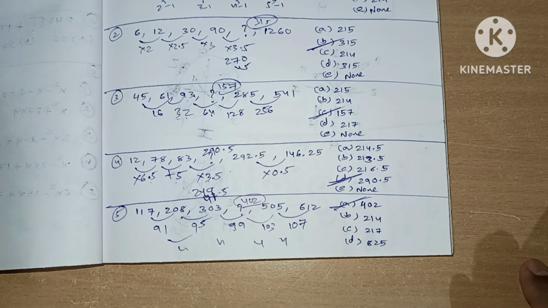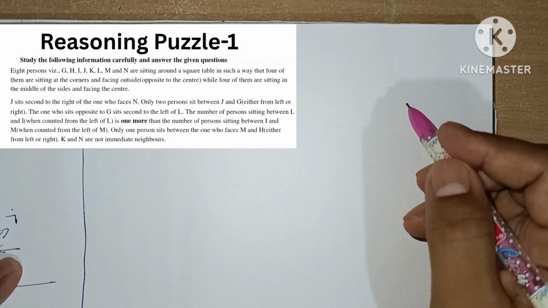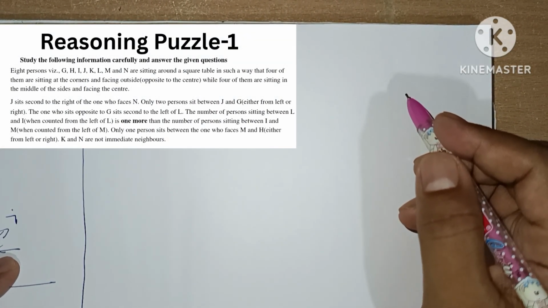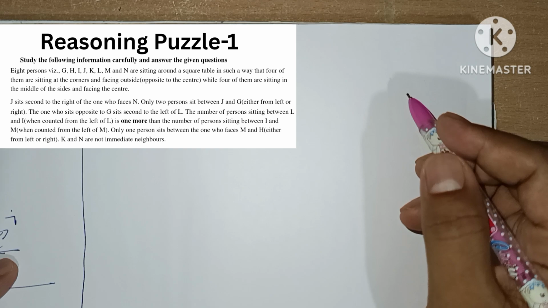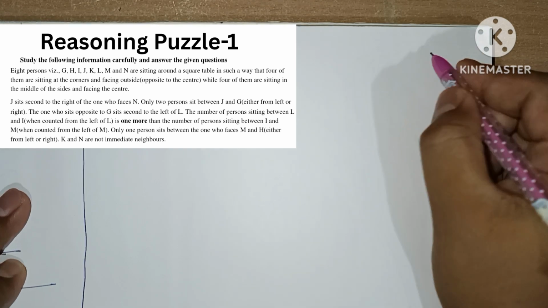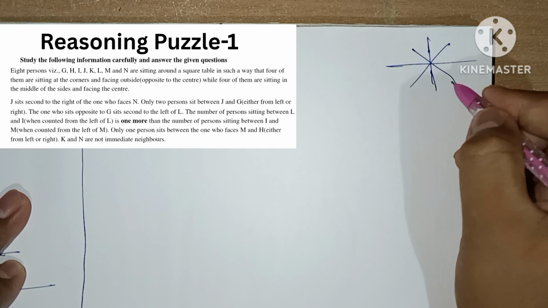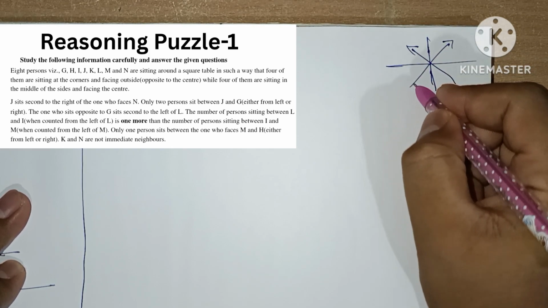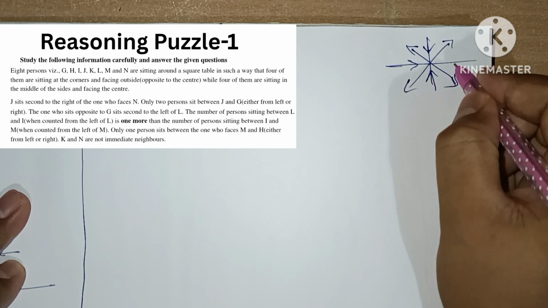Now we are going to see reasoning puzzle 1. 8 persons are sitting around a square table in such a way that 4 of them are sitting at the corners and facing outside, while 4 of them are sitting in the middle of the sides and facing inside. So even though it is a square, we'll take a drawing like this. The corners facing outside and the persons sitting in the middle facing inside.